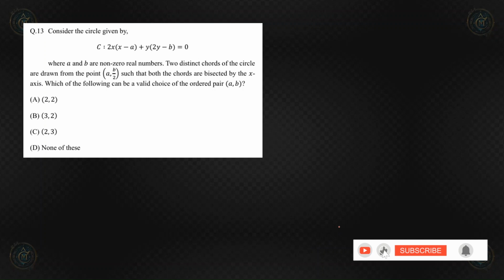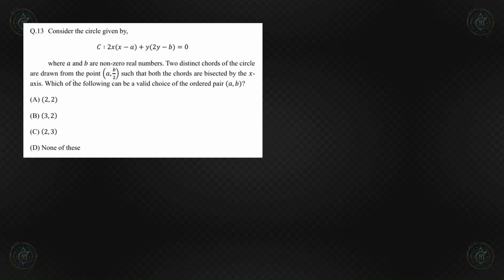Consider the circle given by this, where a and b are non-zero real numbers. Two distinct chords of the circle are drawn from the point (a, b/2) such that both the chords are bisected by the x-axis. Which of the following can be a valid choice of the ordered pair (a, b)?